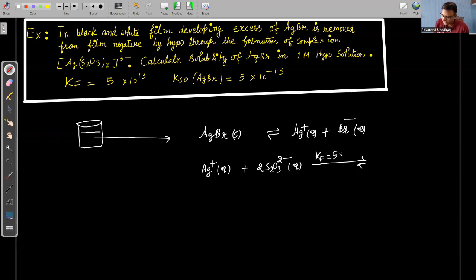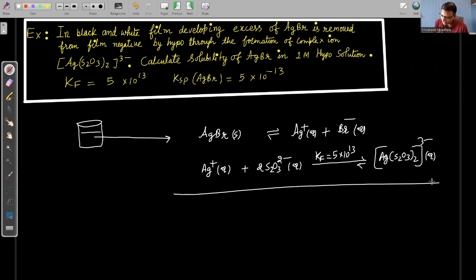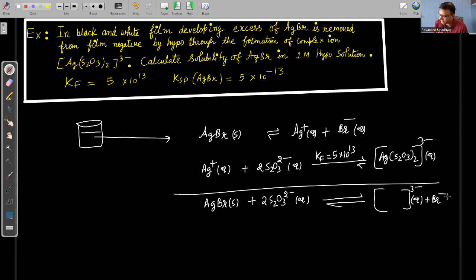It is given 5 into 10 to the power 13. So we can write the complex ion is Ag(S2O3)2 3- ion in aqueous state. So again, if I add these two reactions, the net reaction is AgBr in solid state plus 2 times thiosulfate ion in aqueous state will form this complex ion in aqueous state plus Br- ion in aqueous state.